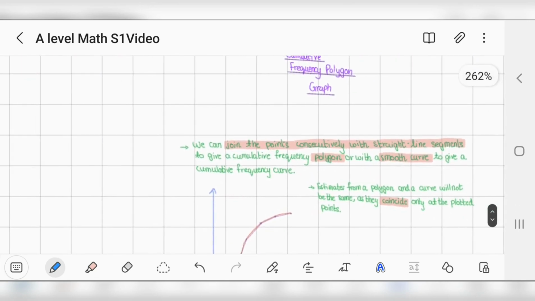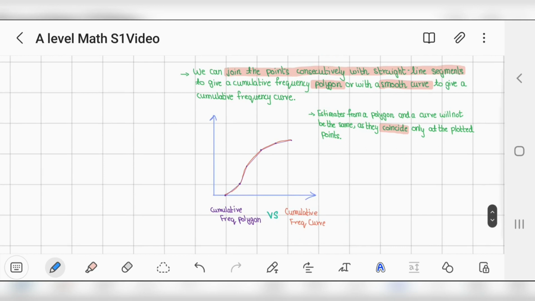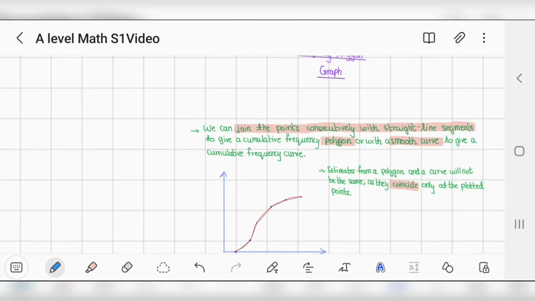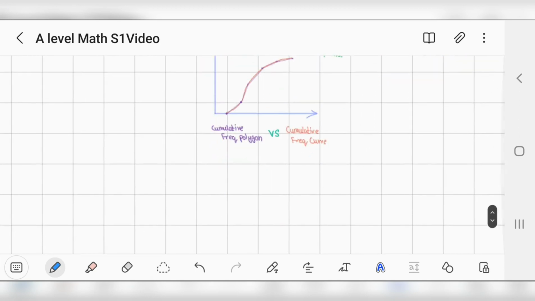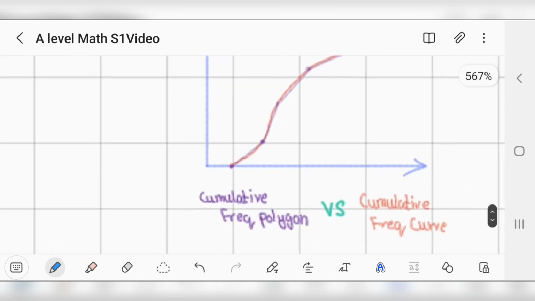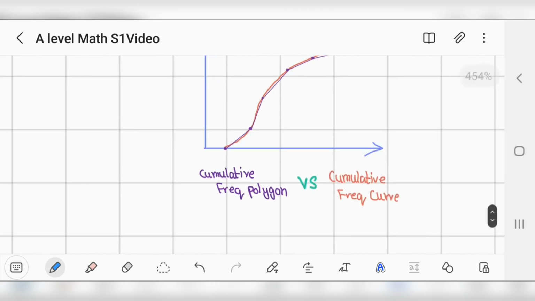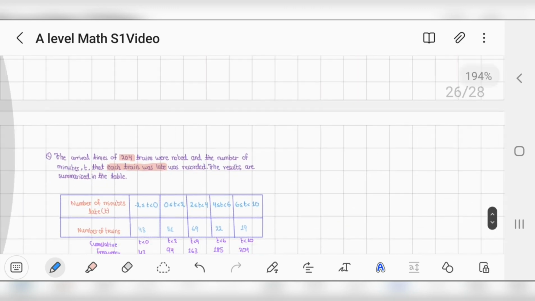We can join the points consecutively with straight line segments to give a cumulative frequency polygon, like we have done here, or with a smooth curve, not line segments, but just a smooth curve, to give a cumulative frequency curve. The estimate from a polygon and a curve will not be the same, as they coincide only at the plotted points. It's up to you whether you do a cumulative frequency polygon or a cumulative frequency curve, but I think the polygon is preferred. It's much more accurate and much easier to draw.